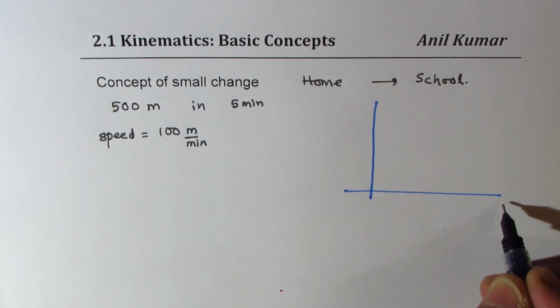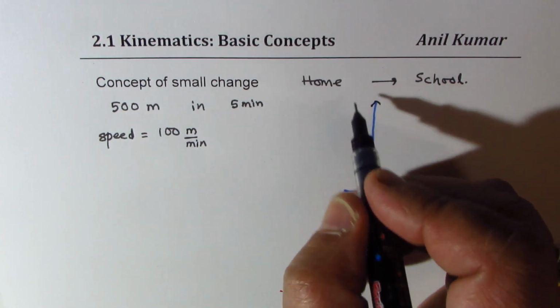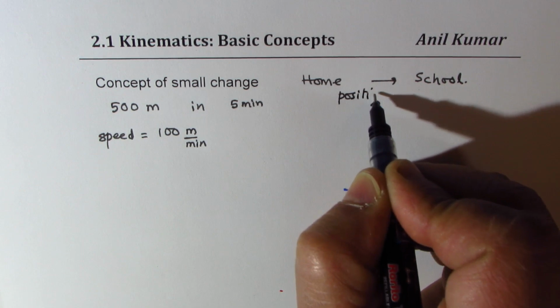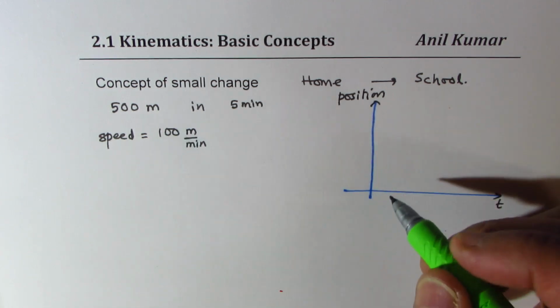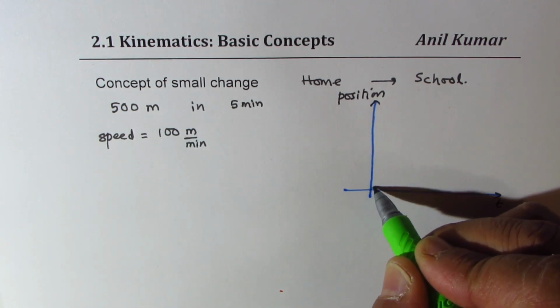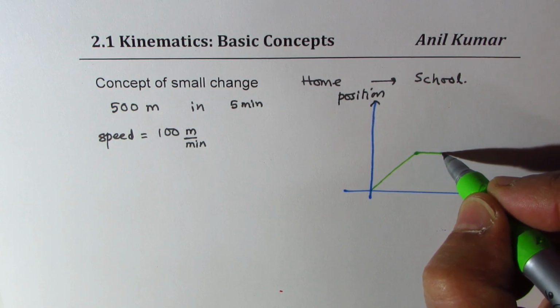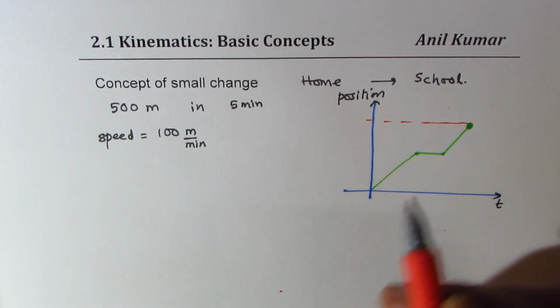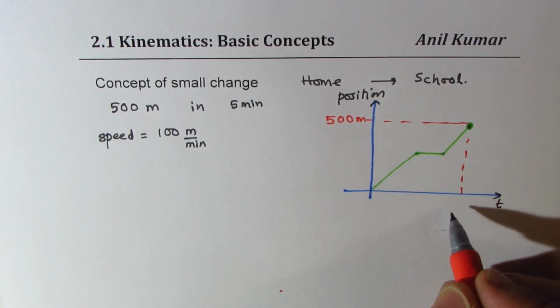Now let me graph this on the xy plane. Let's say time is on the x-axis and we have position on the y-axis, right? So we'll call this position. The journey of 500 meters which I took was kind of like this. I started off fast, then kind of took a break, talked to my friend, and then reached the school. So what I'm trying to say here is that this distance of 500 meters was covered in 5 minutes.